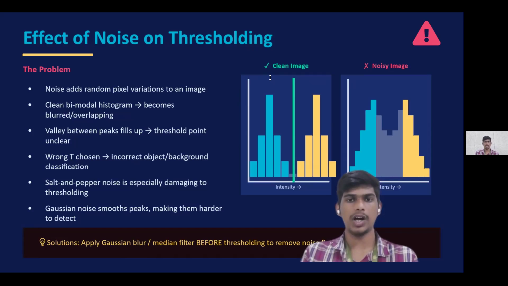Let's understand what noise actually is. Noise is unwanted random pixel variation added to the image. If the noise stays in the image, the valley between the peaks fills up and the threshold becomes unclear. If we choose the wrong threshold, it leads to incorrect object classification. Salt and pepper noise damages the threshold value, and Gaussian noise smooths the peaks, making them harder to use for finding the threshold value.